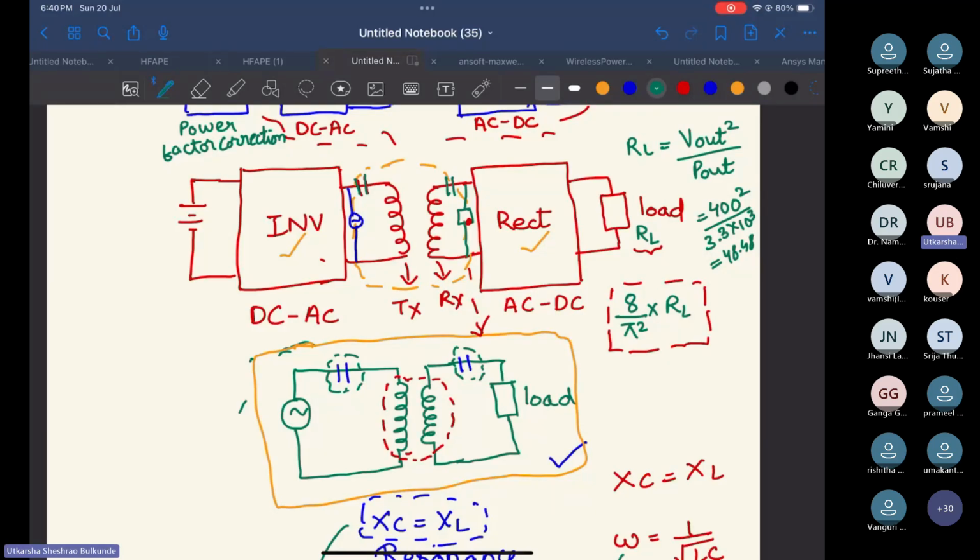If you just do 8 upon pi square, you will get a certain value, I think around 42 or something like that. Just do 8 upon pi square into RL. This is the value of RL. Actually here I have considered it to be 350, around that. What is the value of RL you get here?